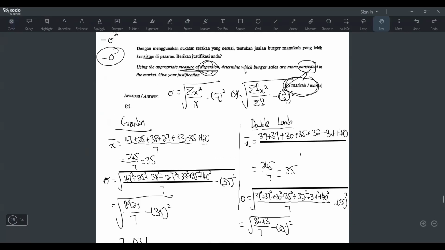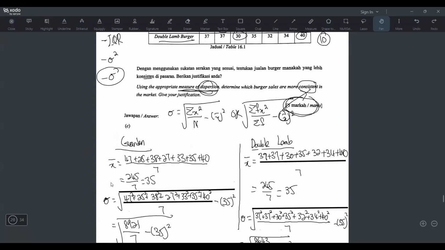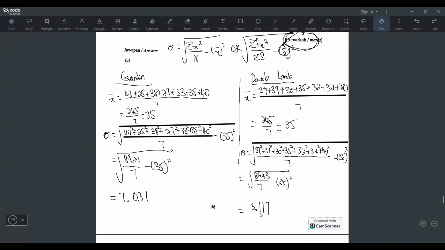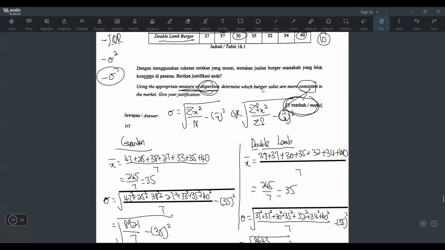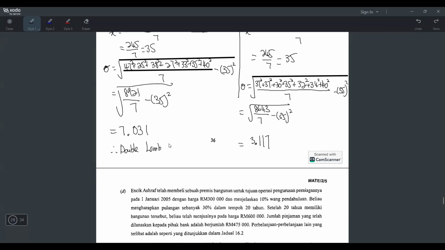Now we can write down which burger sales are more consistent. Give your justification. So who's more consistent? Do you take the one with a higher measure of dispersion or lower dispersion? Of course lower dispersion. I told you already, lower dispersion means more consistent. So who has lower dispersion? Double lamb, because the standard deviation is smaller, right? So I'll write: double lamb burger sales are more consistent.